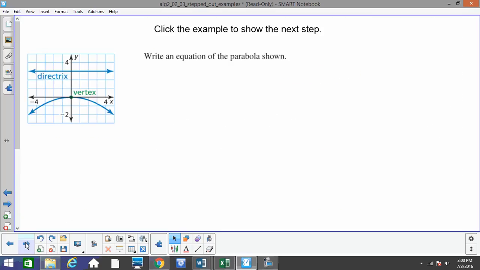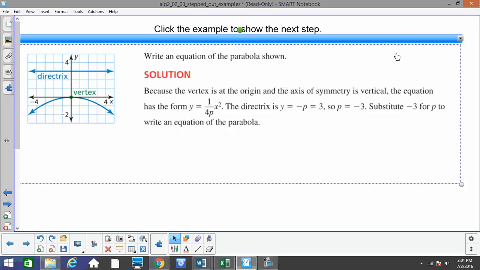All right, here's one where it's opening downward, so they're giving you the vertex, it's 0, 0, and they're showing you the directrix. We need to come up with an equation. Well, because the vertex is at the origin, and it's opening downward, we know it's going to be y equals 1 over 4p x squared, and the directrix is y equals -p, and the distance there from the vertex to the directrix is 3. So p is going to be -3.